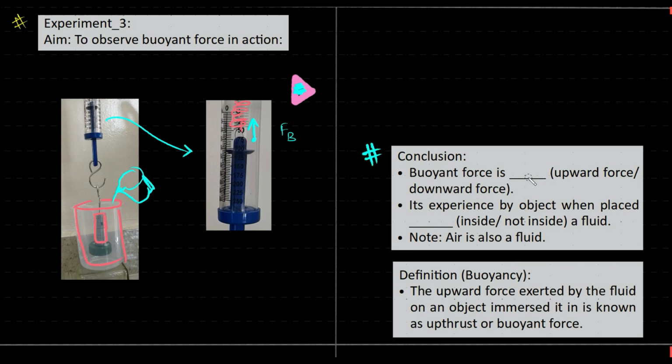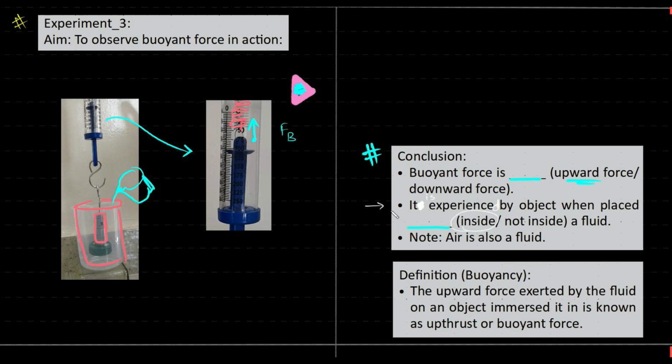So to conclude, I want you guys to fill these two blanks. In the first blank, we have to fill what? The buoyant force is an upward force. In the second one, let's do this. Actually, there are some grammatical mistakes over here. Let me correct that. It is experienced. Now it's better. The buoyant force is experienced by an object when placed in a fluid.